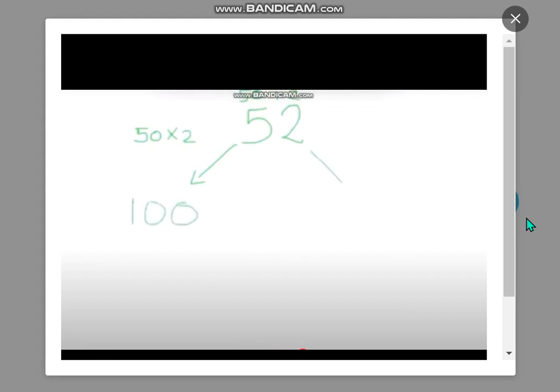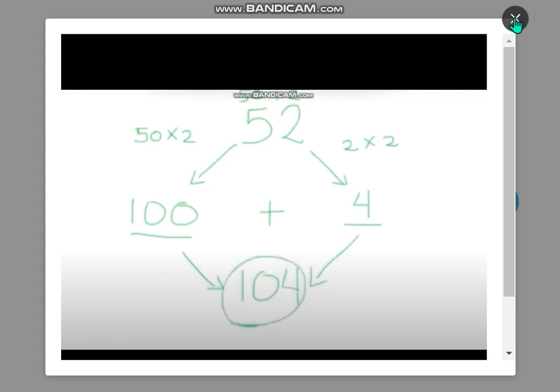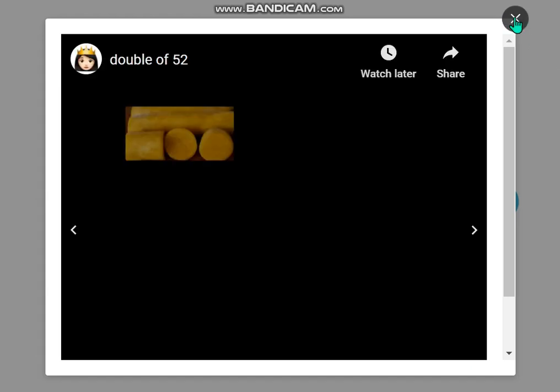Now third step, double our ones place, which is 2 times 2 equals 4. Now for our fourth and final step, we are just going to add our products, which is 100 plus 4 is equal to 104. Now 104 is more than 100.